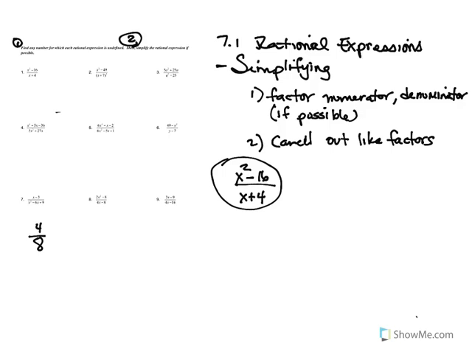Factors are things that multiply. So no, you cannot just do 16 divided by 4. It does not work out that way. Each one of these is its own factor. So factors are things multiplied.